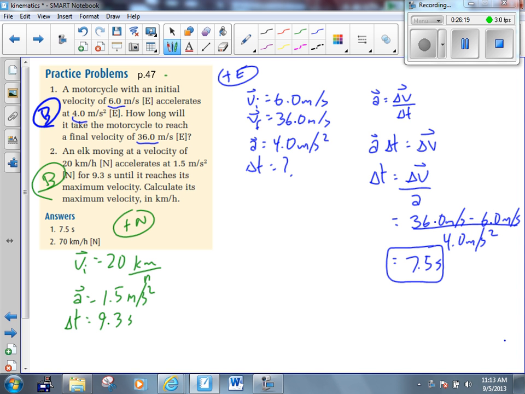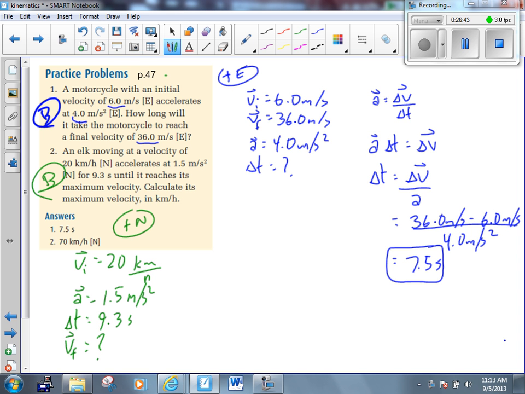What are we looking for here? What are we trying to solve for? The maximum velocity. What variable is that? When do you reach the maximum velocity? At the end, right? If you keep speeding up, when are you going the fastest? At the end. The final velocity. So we're looking for VF here.